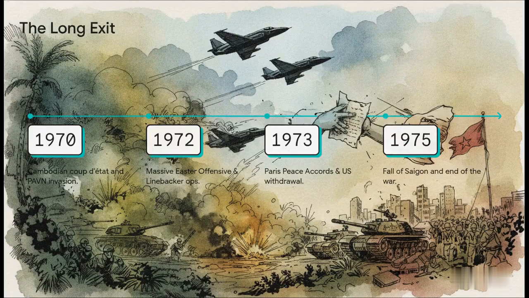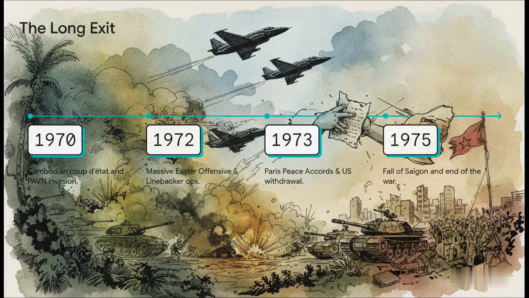But those final years were incredibly chaotic and incredibly volatile. In 1970, a coup in Cambodia results in a North Vietnamese invasion, which in turn pulls U.S. and South Vietnamese forces into a controversial counter-invasion, violently expanding the war's borders. Then, in 1972, the North launches the massive conventional Easter Offensive, barely repelled thanks to devastating U.S. air support during the Linebacker operations.